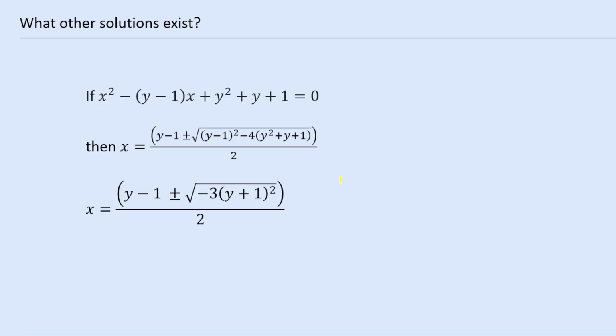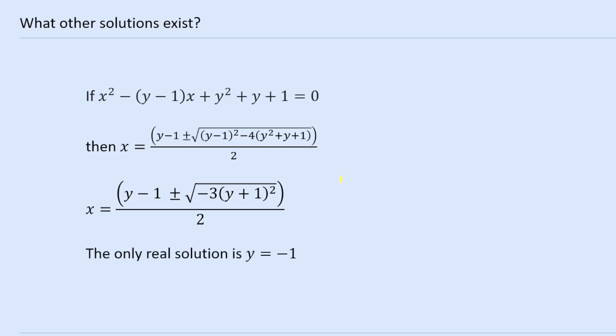Which is very interesting because the only time that is non-negative is if y is minus 1. The only time it's 0 is if y is minus 1, but otherwise it's negative because y plus 1 squared is always positive unless it's 0. So we need y to be minus 1.